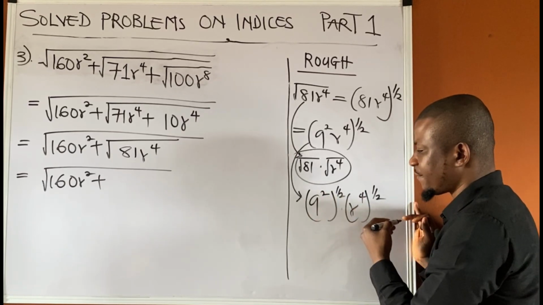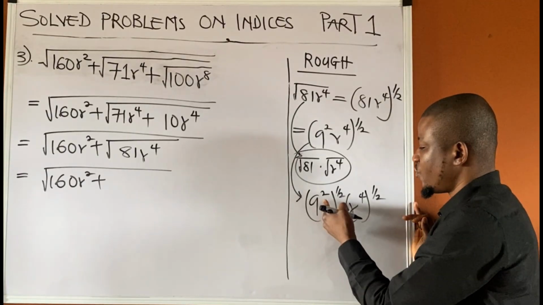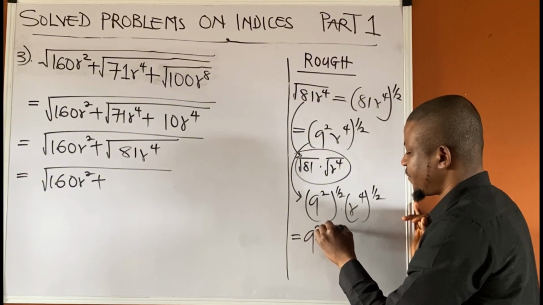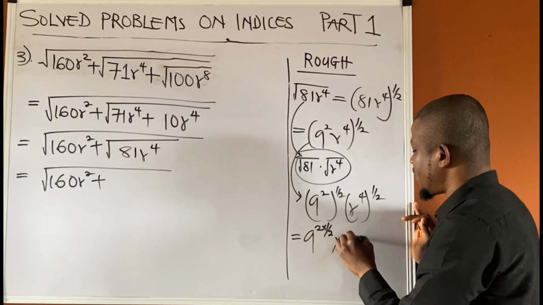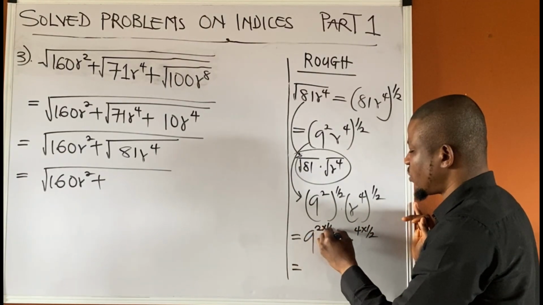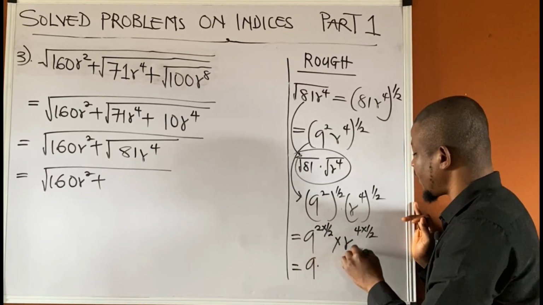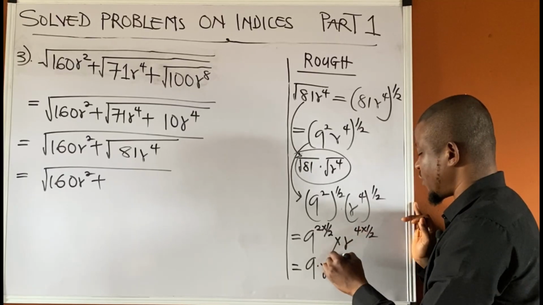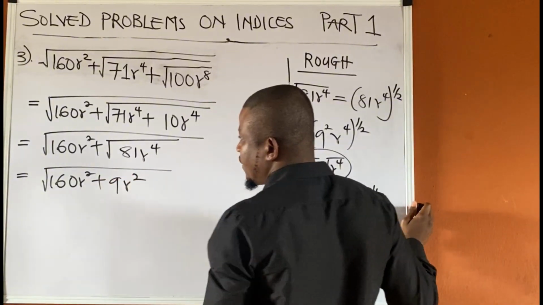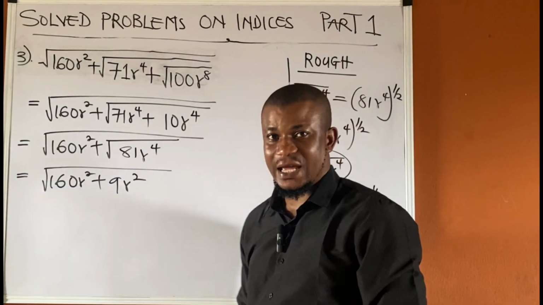The powers multiply. This is the power law of indices. So the power multiplies and you have 9 to power 2 times half, times r to power 4 times 1 over 2. So 2 times half is 1, 2 divided by 2 is 1, and 4 divided by 2 is 2. So this is 9r squared. So we simplify the root of 81r to power 4 to be 9r squared.